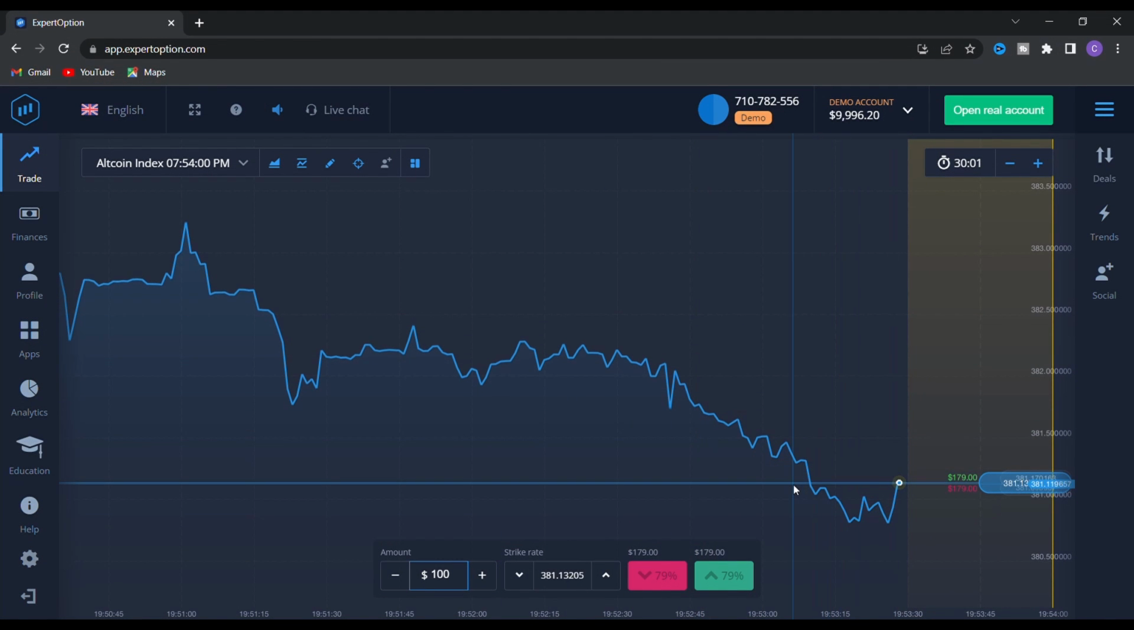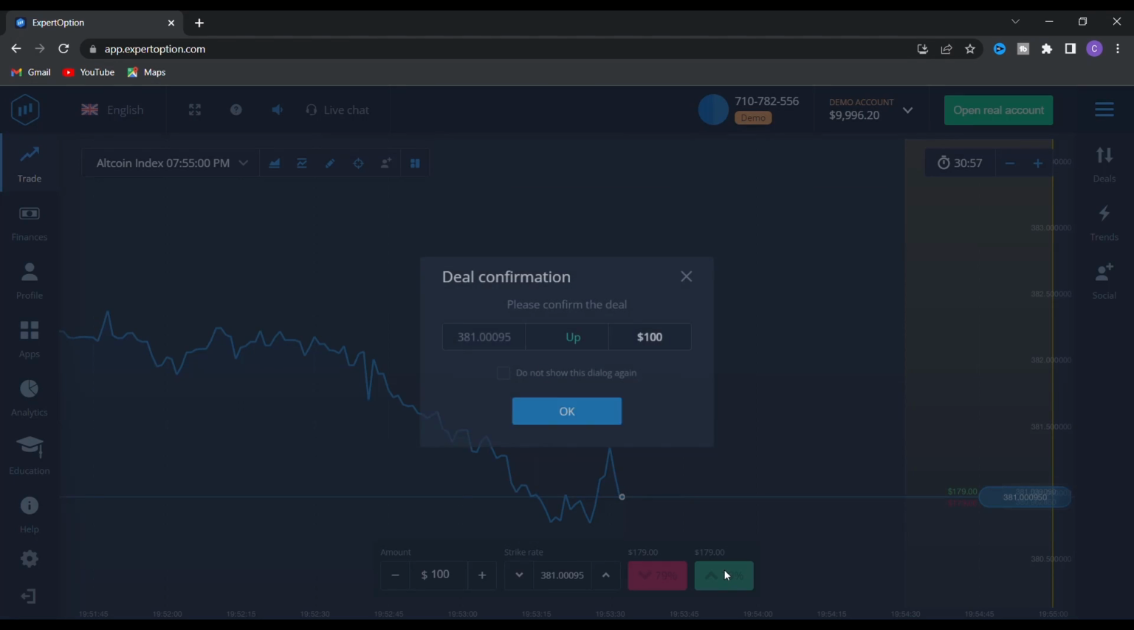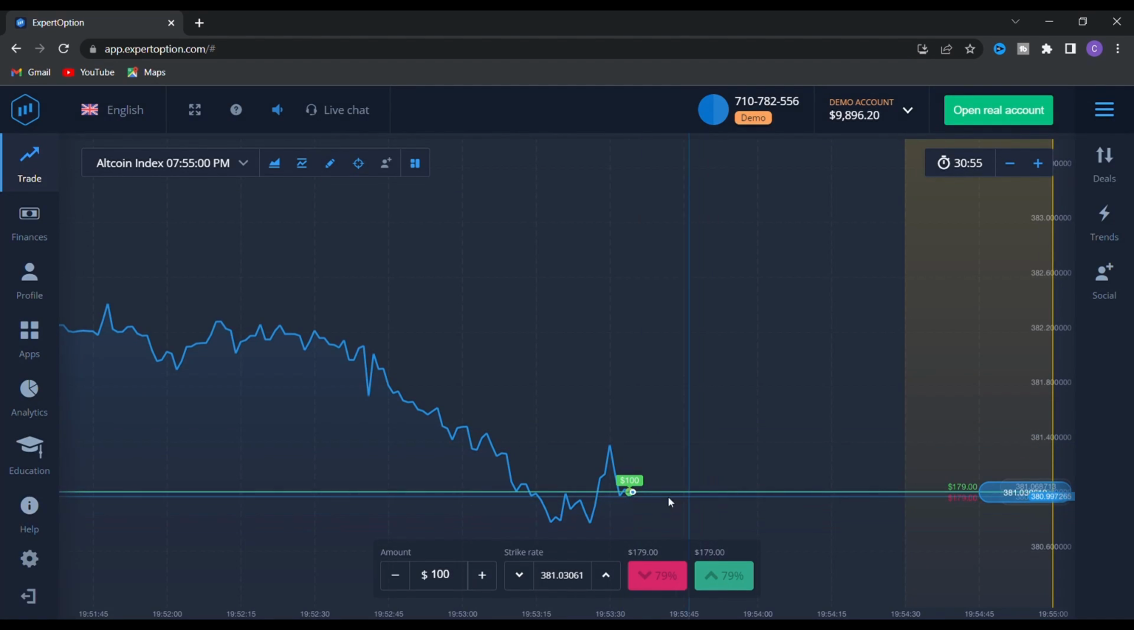As you guys can see, the market has an uptrend. I'm going to wait until a spike forms such as this one to place my trade. As you guys can see, a spike has formed and I placed the trade according to the market's trend.